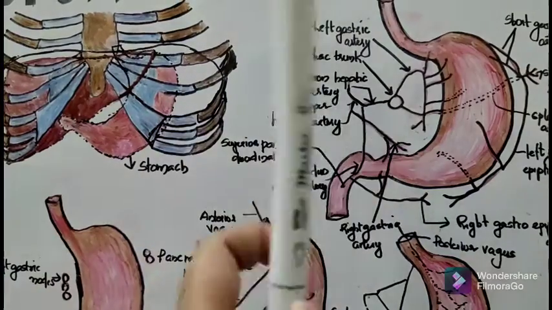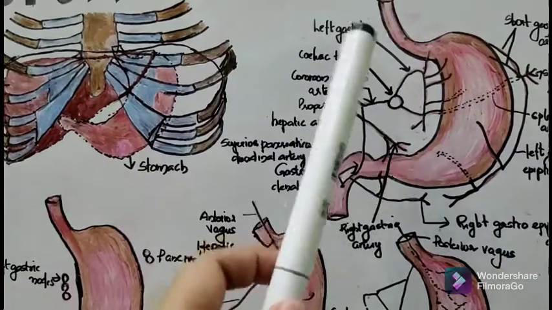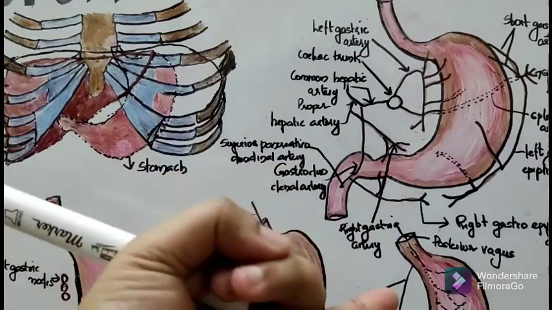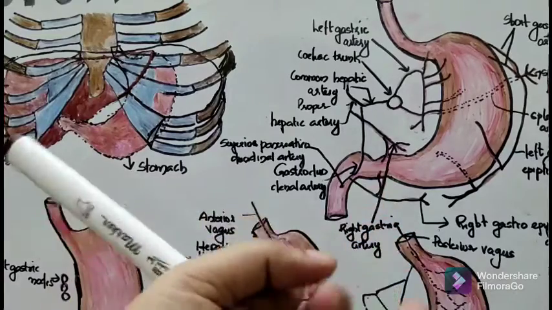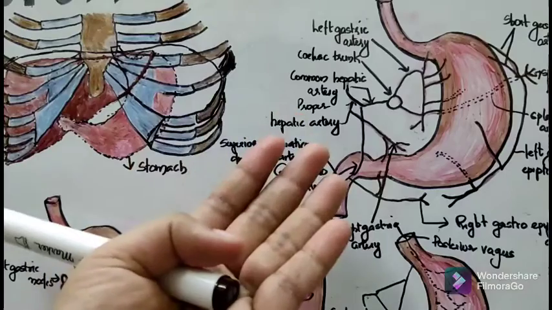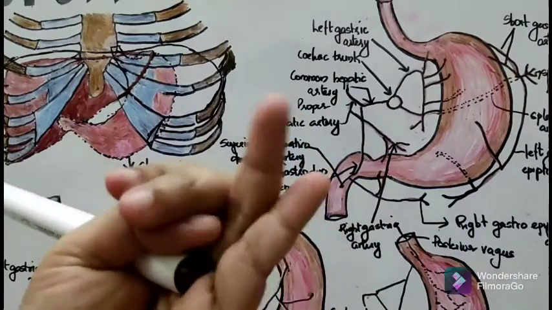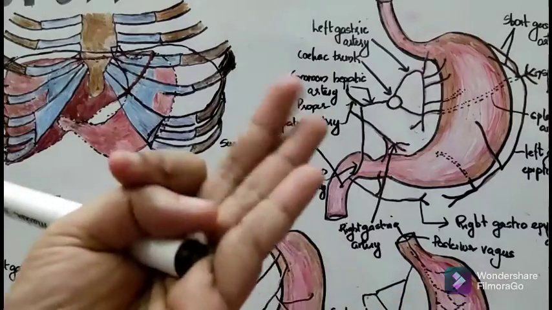Next is the venous drainage. The veins of the stomach mainly drain into the portal vein, superior mesenteric vein and also the splenic veins.